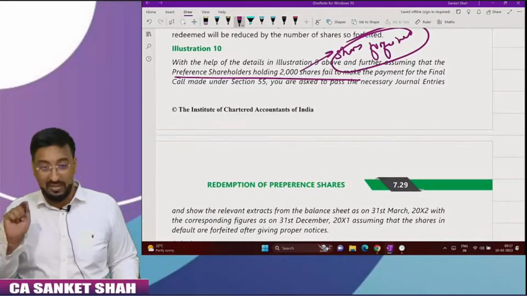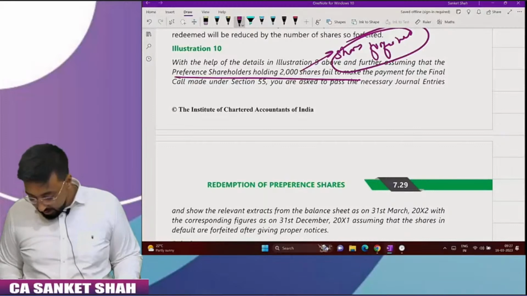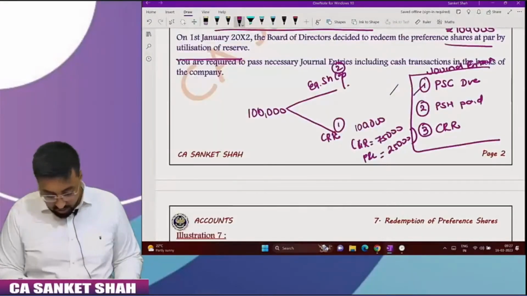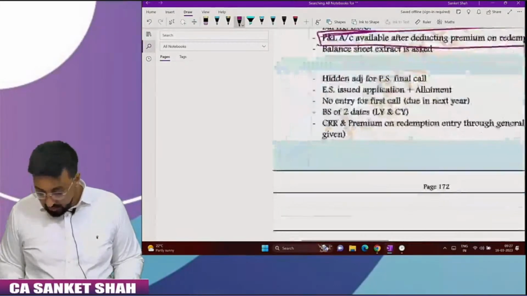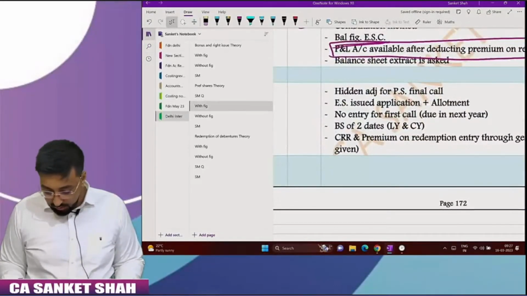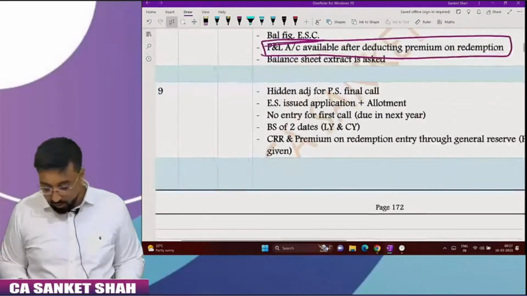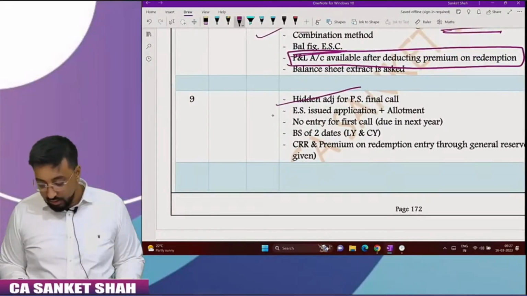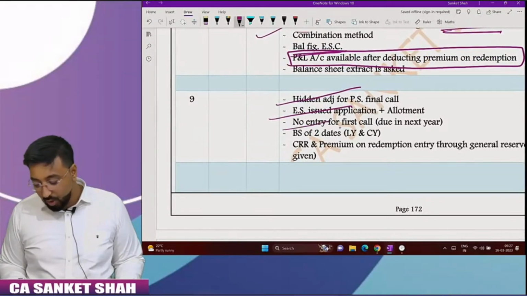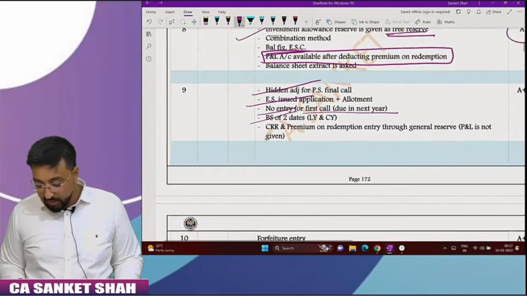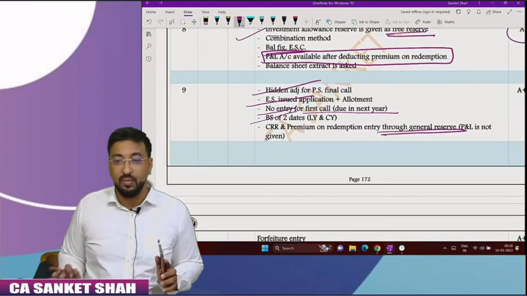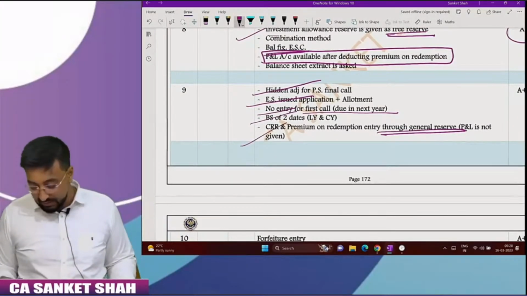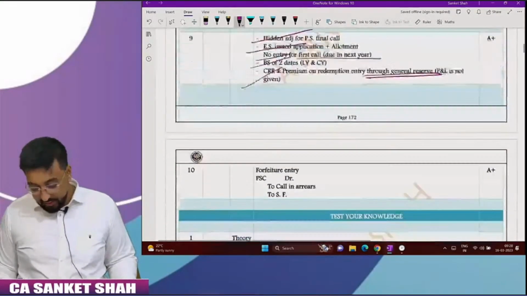Number 9, A+ category. You can see what the new things in this question are. I have already given this. Hidden entry for preference final call, so you can see here. What are the important points? Hidden entry for final call, equity share application plus allotment, no entry for first call due in the next year, balance sheet of two dates, and CRR and premium on redemption entry through general reserve, as P&L is not given. All important points are given here. This one is an A+ category question, and number 10 is also A+.